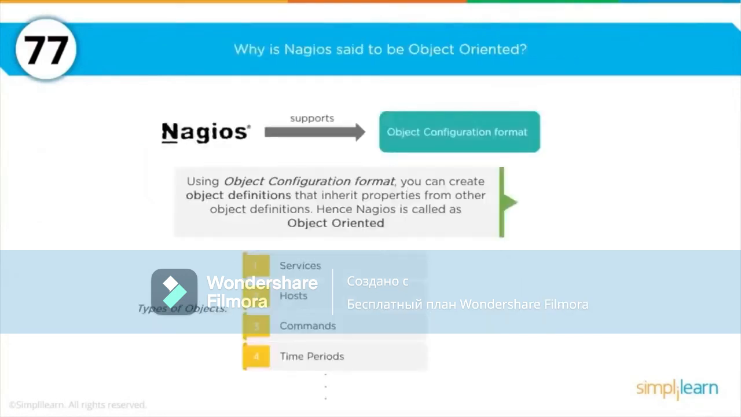So why is Nagios said to be object oriented? Fundamentally it comes down to the object configuration format that allows definitions to inherit properties from other objects, and this is typical of object oriented development and of the Nagios environment. Some of the objects that you can inherit are services and hosts.